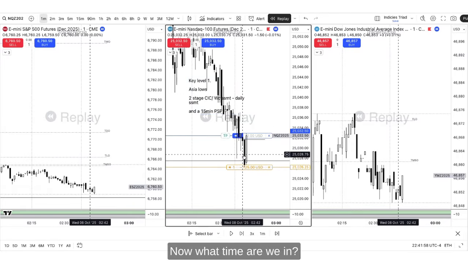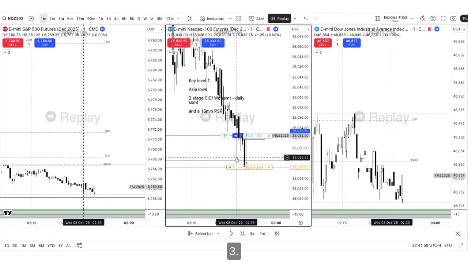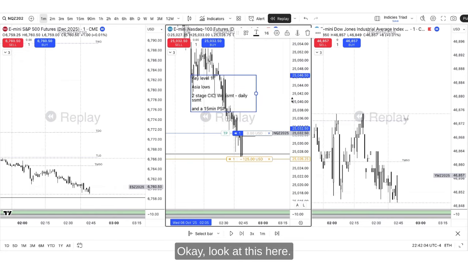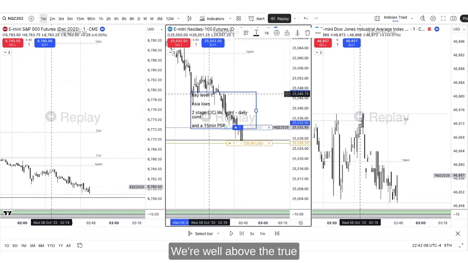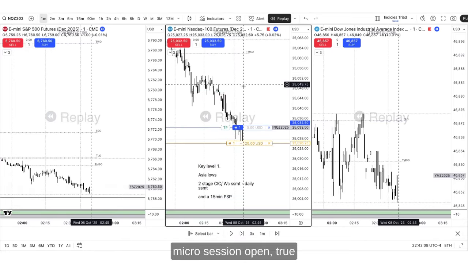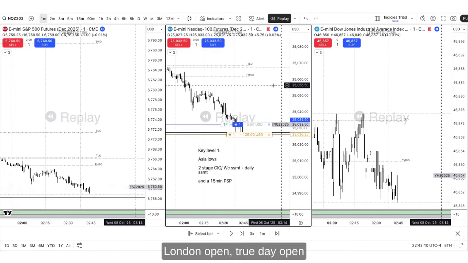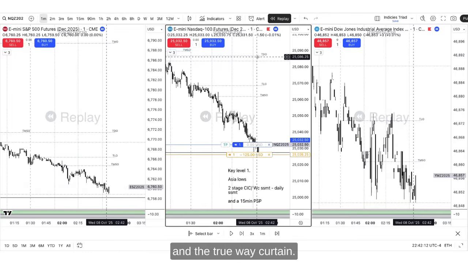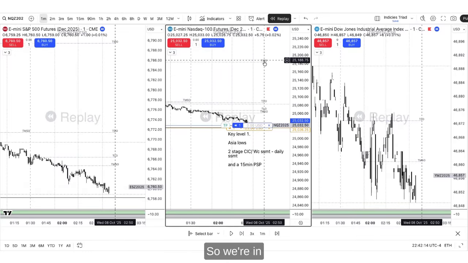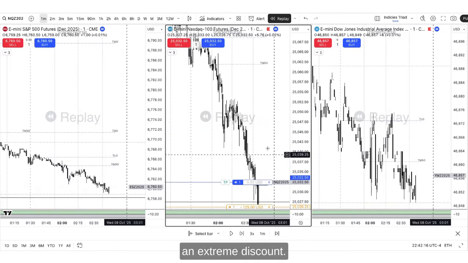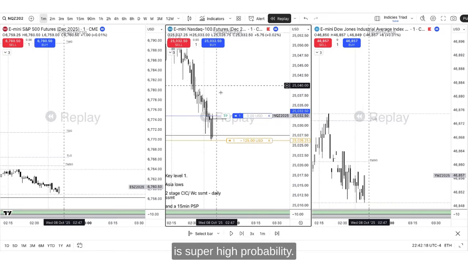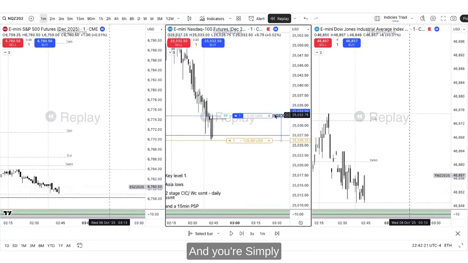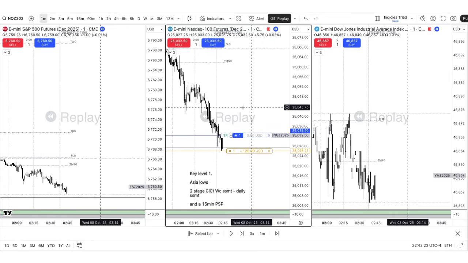That's occurred at this time. Now, what time are we in? 2:38 to 3:23. Are we above or below the true day opens? Look at this here. We're well below the true micro session open, true London open, true day open, and the true week open. So we're in an extreme discount. This to me is super high probability, and you're simply just targeting 3R.